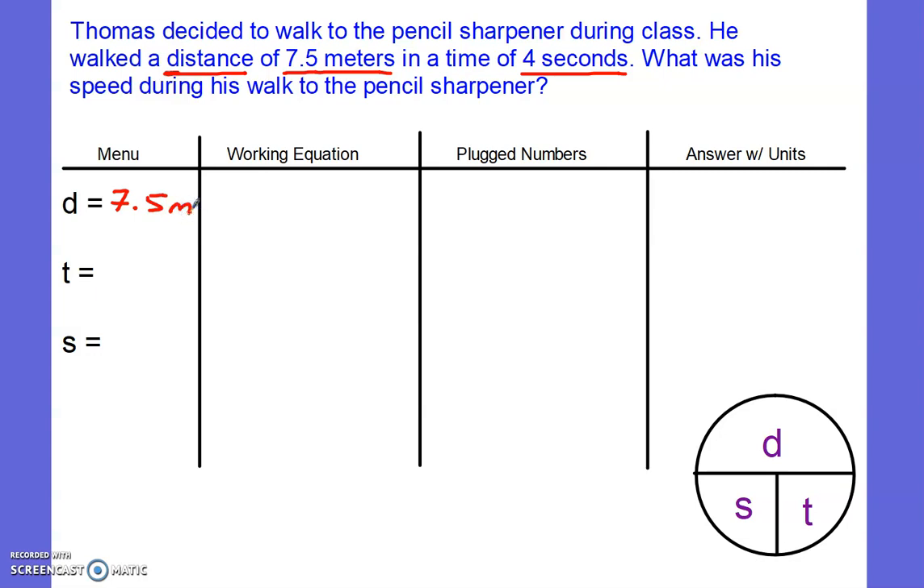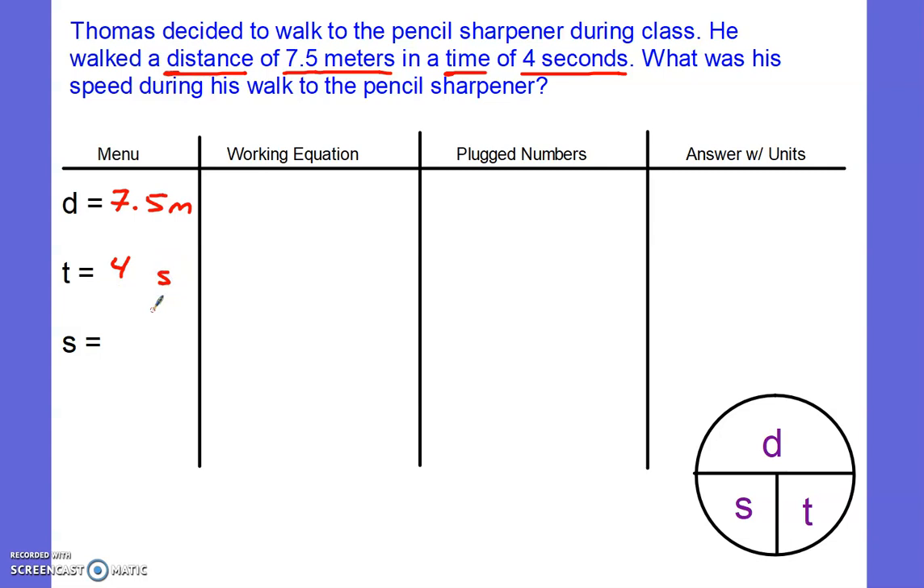So in your menu, this is where we're going to write down everything we know. We're going to write down that D is 7.5. Next, we have the 4 seconds. And again, we look at the words before it, and that'll help us figure out what letter each one represents. It says that it is a time of 4 seconds. And so we want to figure out, does T or S represent time? And again, usually the first letter represents what the value is. So T stands for time, and that time is 4 seconds.